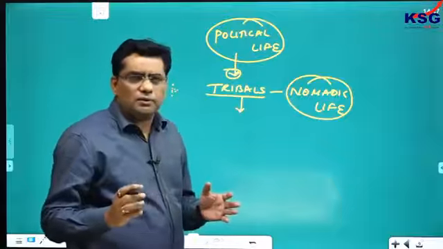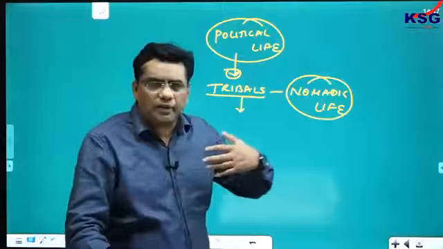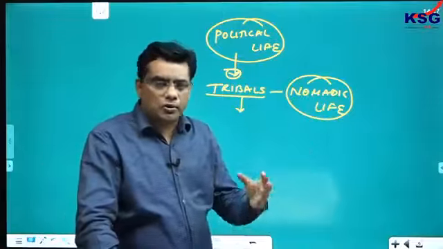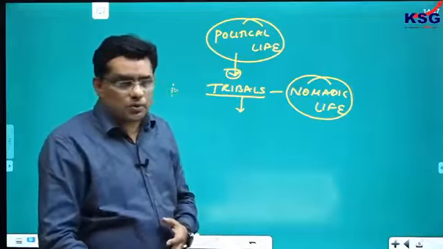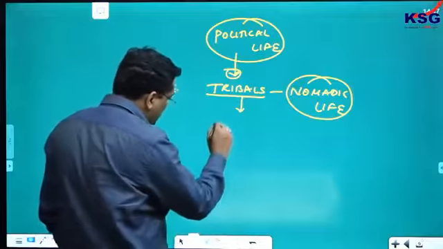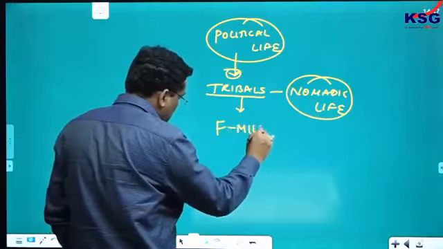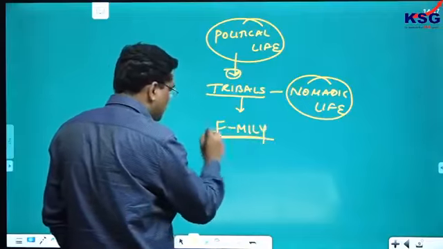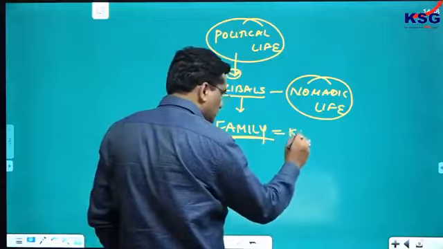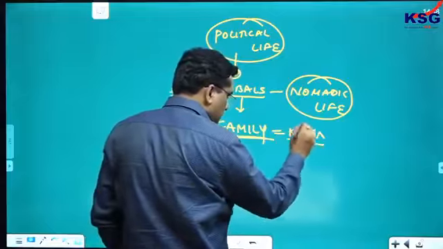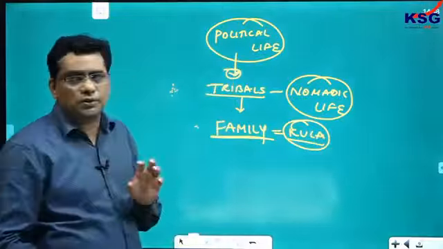So there were families in that tribe. Suppose there are 500 members in the tribe, so there will be families. Family is a universal concept. The family was the lowest level of the political or social unit. Family was known as Kula. This is the smallest unit.